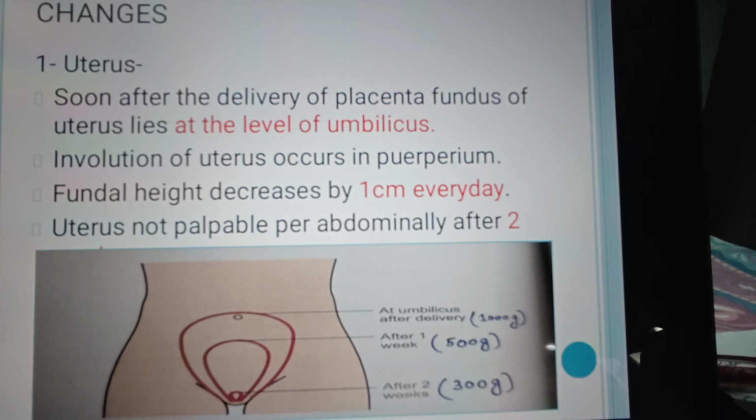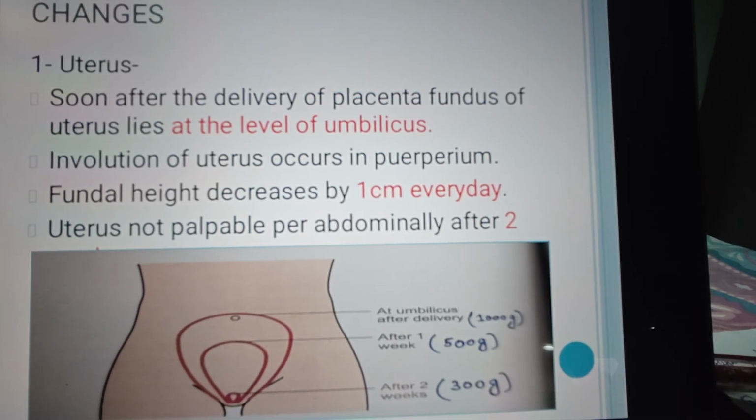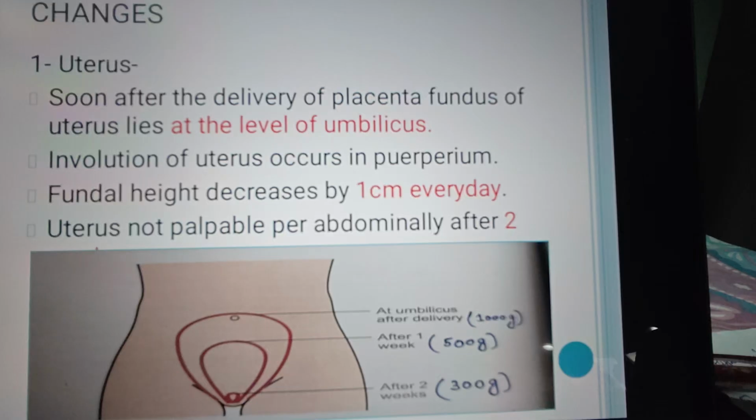Now there are some anatomical changes that occur in a woman's body. What are these? First, we will discuss the changes that occur in the uterus. Soon after the delivery of the placenta, the fundus of the uterus lies at the level of the umbilicus. Involution of the uterus occurs in the puerperal period, and the fundal height decreases by 1 centimeter per day. So 1 centimeter per day is the involution rate in the uterus.